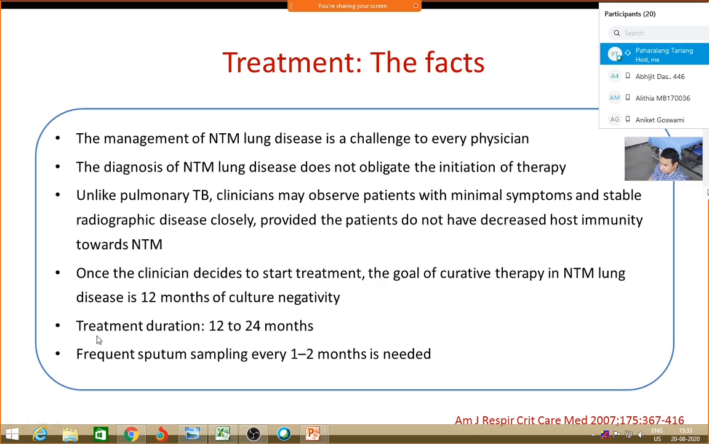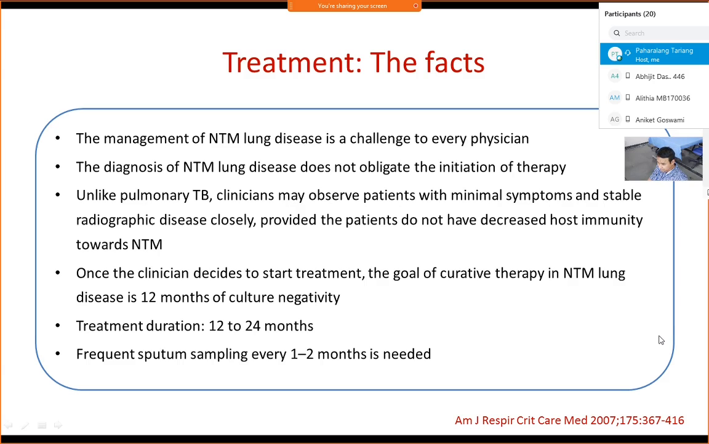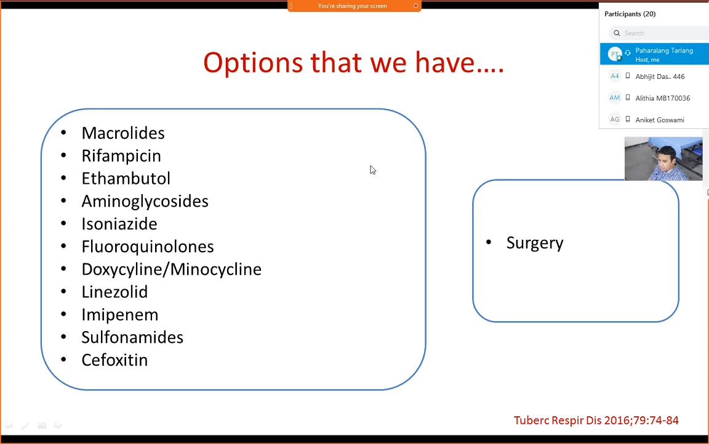Then treatment duration, once we start, is around 12 to 24 months, and we need to sample them at least every 1 to 2 months and do a DST if required to look for any drug resistance which may necessitate a change in our treatment regimen. So what are the options that we have in treatment? We have macrolides, rifampicin, ethambutol, aminoglycosides, isoniazid, fluoroquinolones, doxycycline, minocycline, linezolid, imipenem, sulfonamide, cefoxitin, and on the other side we have surgery.